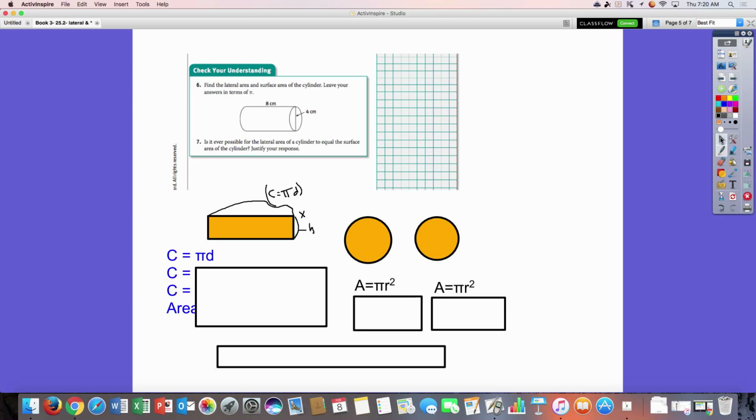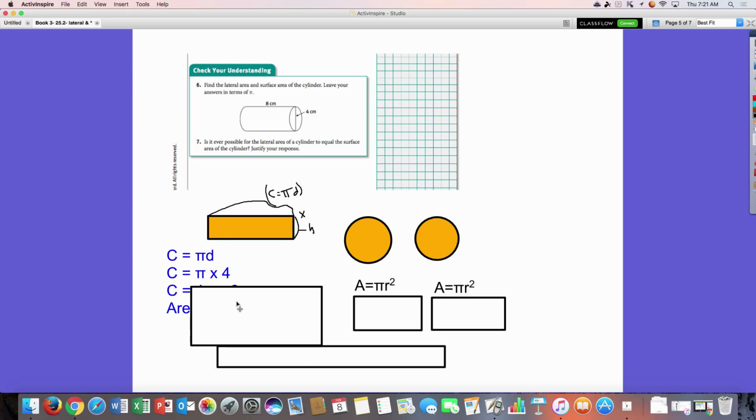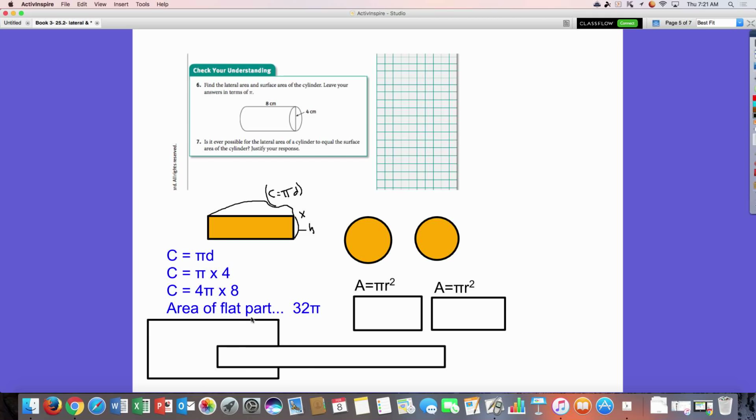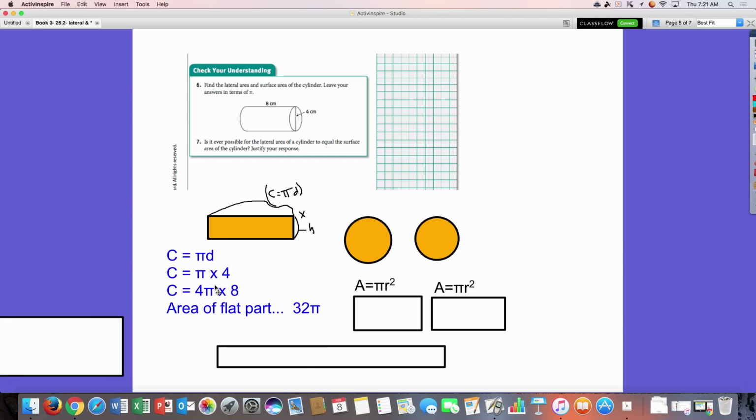So I've already got the formula written out for you. I always recommend writing the formula out. I bet you've heard me say that. C equals pi d. Okay, the diameter, they tell us it's 4 all the way across, so I get 4 pi, and then I'm just multiplying it by the height, that's 8. That's the flat part. So the area of the flat part, 32 pi. I took pi d, 4 times pi times 8. So the flat part's 32 pi. That's the lateral area. I'm done with the first part of that question.